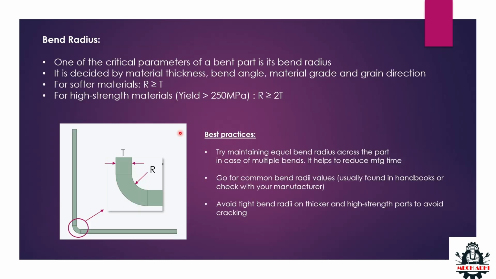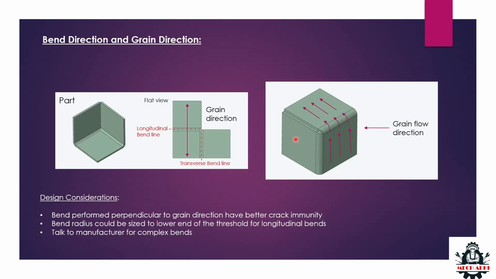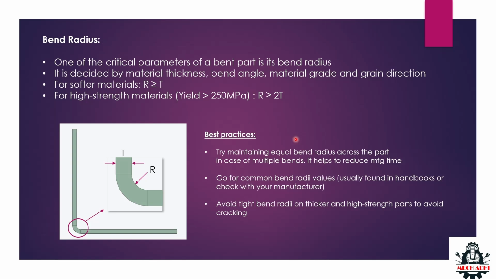Moving on. Okay, now we can talk about bend radius. Bend radius is the most important parameter for a sheet metal design. The reason being, bend radius could be influenced by a lot of things. First thing is material. The grade of metal that you are using decides how tight or how lenient your bend radius could be. And then the material thickness, and the other thing is the bend direction also.